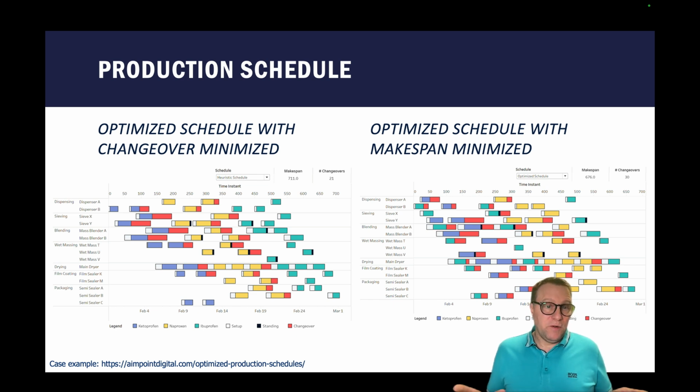Maybe you want to optimize for the changeover is minimized, or maybe you want to optimize towards the makespan. Makespan is the overall duration, and maybe the changeover time is how often you really change between the products.